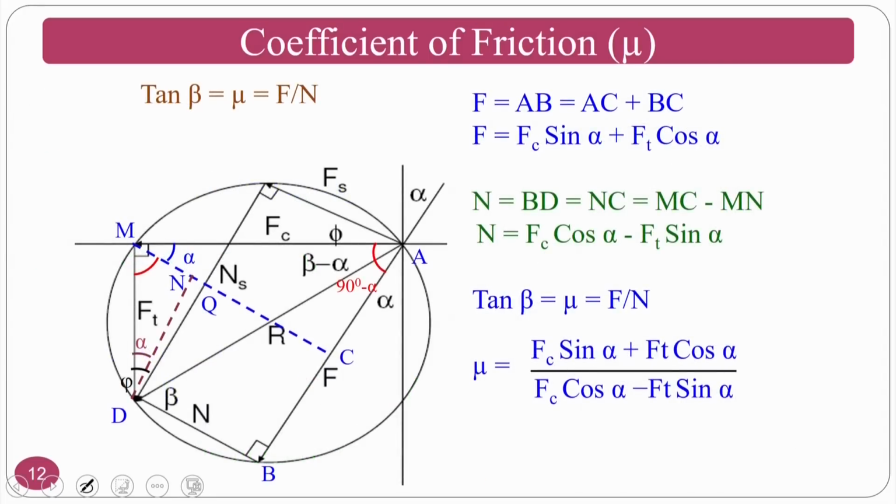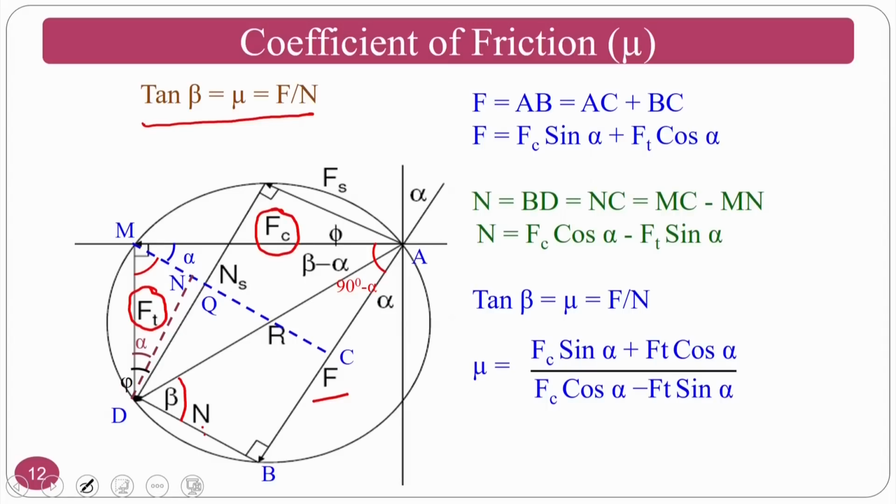Okay, that's why we want to calculate the coefficient of friction. Now if you see from the geometry, tan beta is nothing but F by N, opposite side by adjacent side. Now I want to calculate what is the F. What I always said in the previous slides also, I don't know what is the F value, what is the N value, but from the dynamometer, what I can measure is cutting force and thrust force.